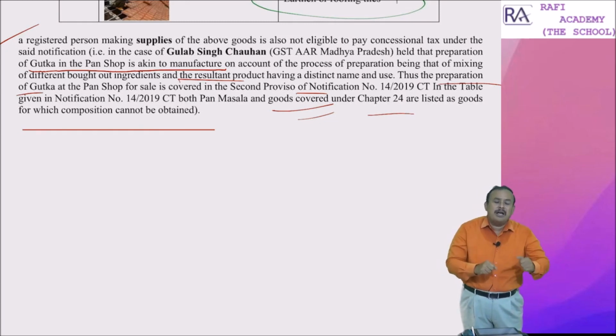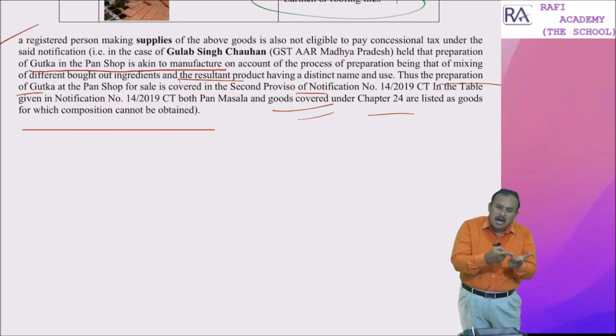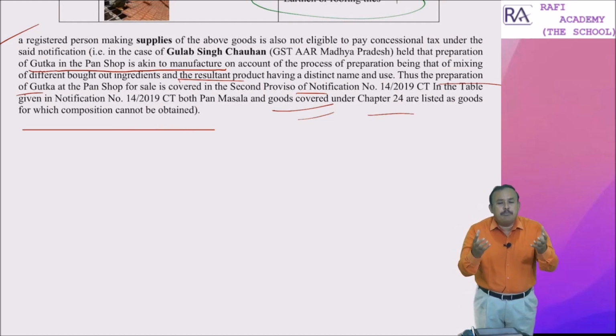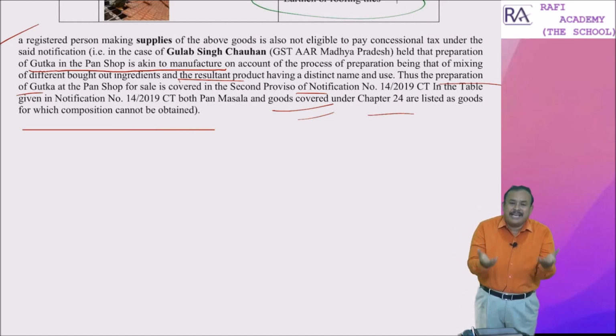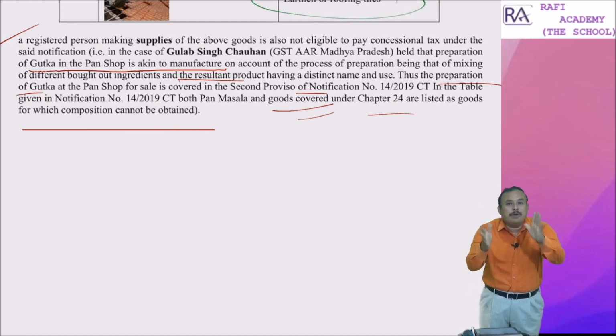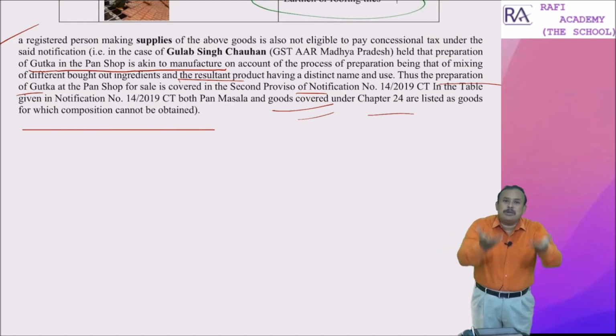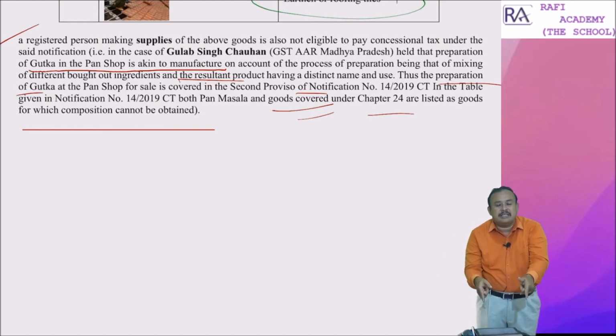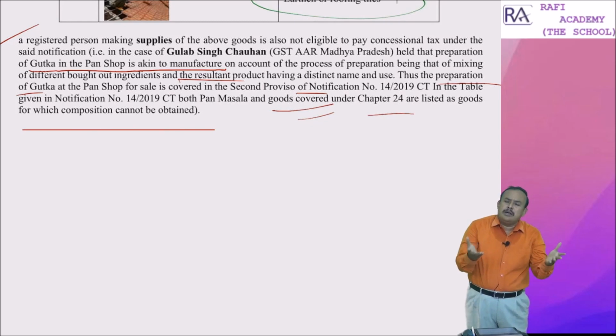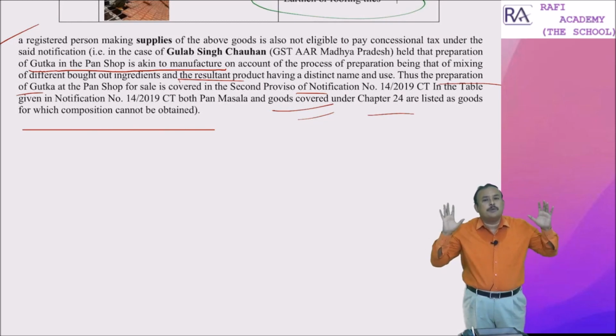Take the same into a bakery shop. The bakery shop owner buys maida, sugar or wheat atta and other ingredients to make a beautiful sweet cake. It becomes a new product. He is selling that product by manufacturing it. Thereby, that bakery shop will also not be eligible for the composition scheme.